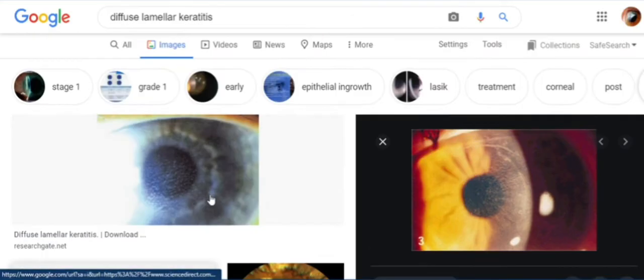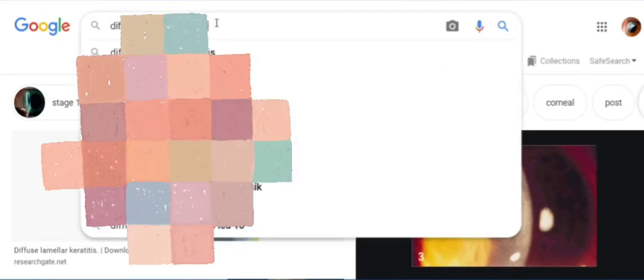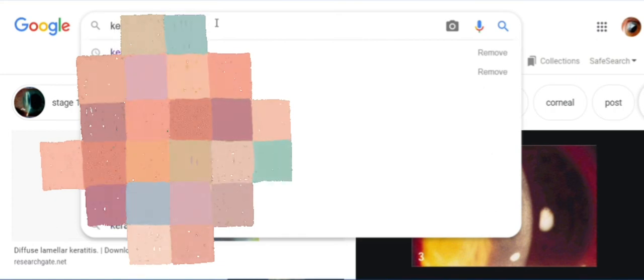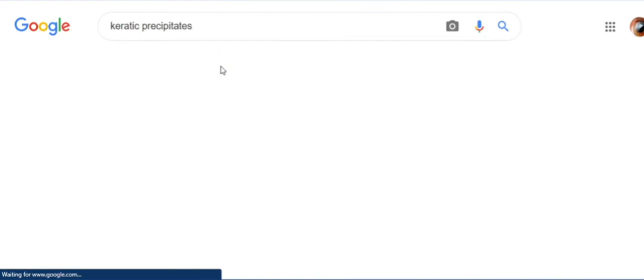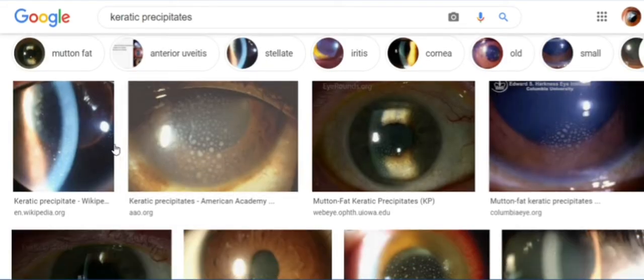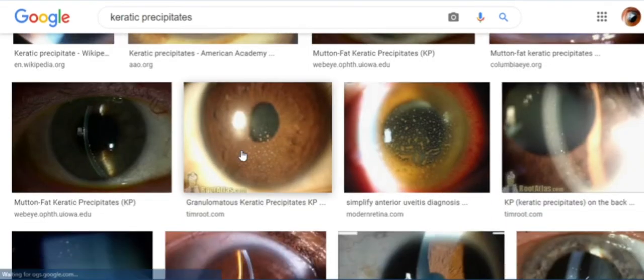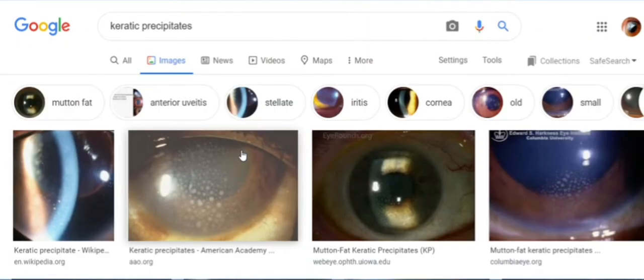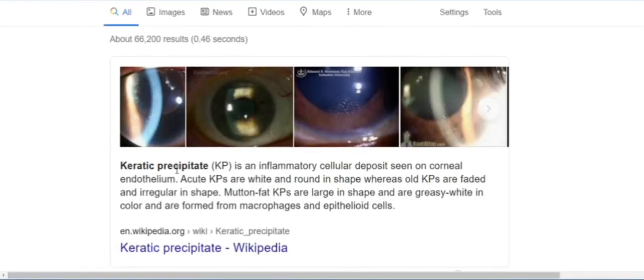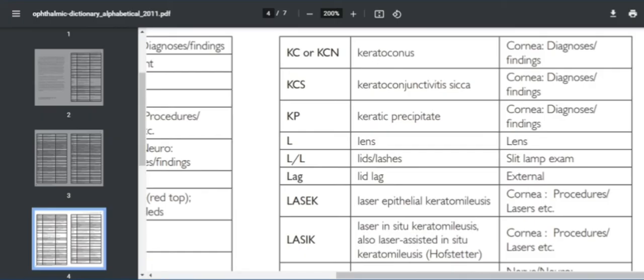So let's see those KPs, how they look. So you can see these are the KPs. It is also diagnosed with the help of slit lamp examination. So keratic precipitate is an inflammatory cellular deposit seen on the corneal endothelium. Okay. L is the lens.